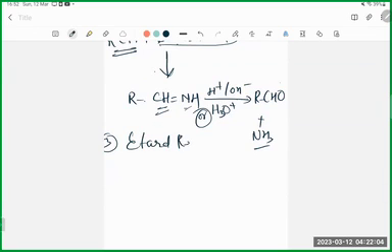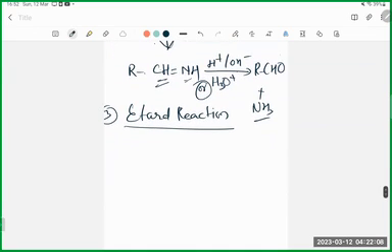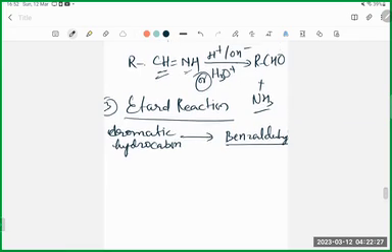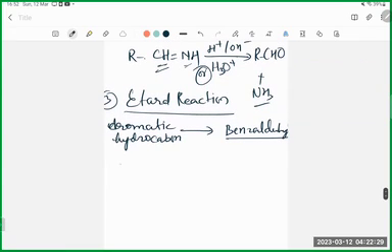So the Etard reaction is basically for the preparation of aromatic hydrocarbon products. It will produce benzaldehyde. How do we get it from the Etard reaction? We use an oxidizing reagent like chromyl chloride.